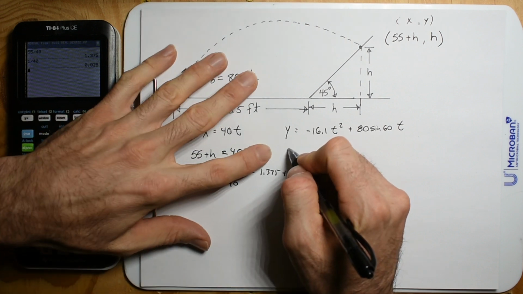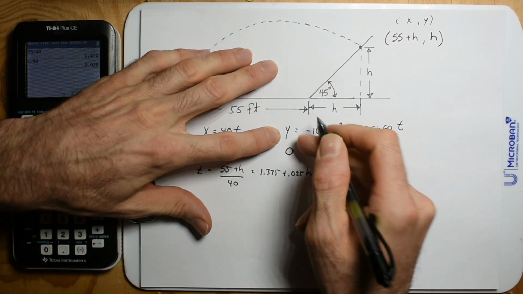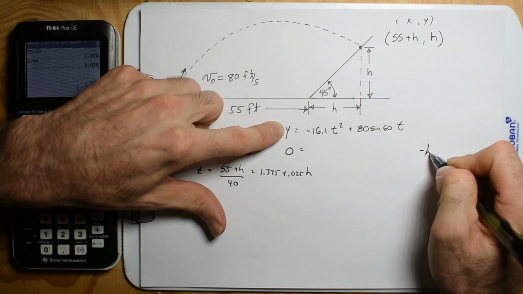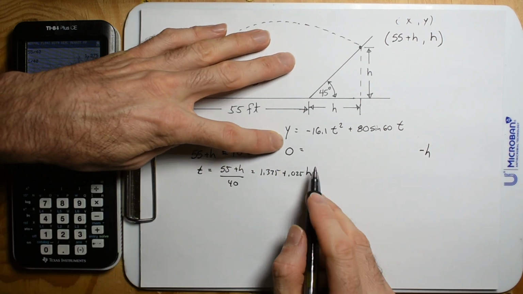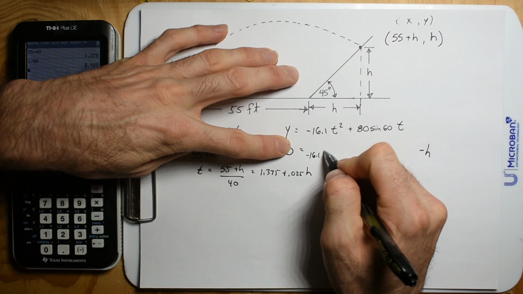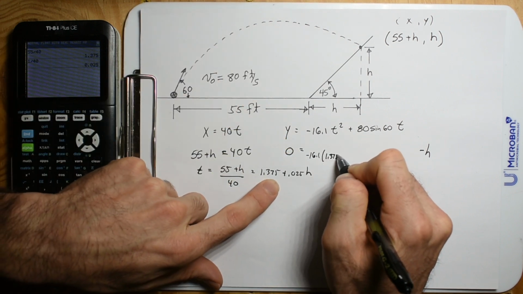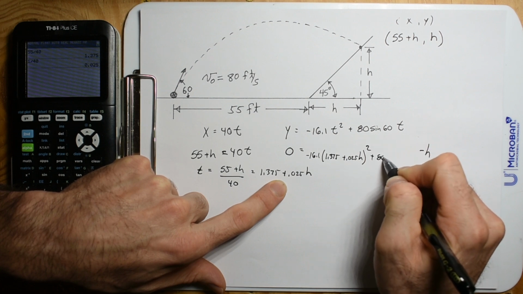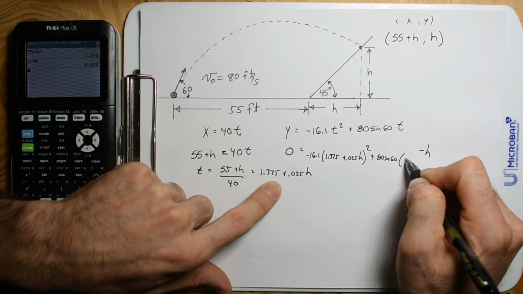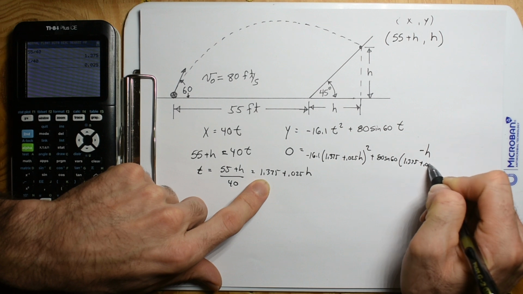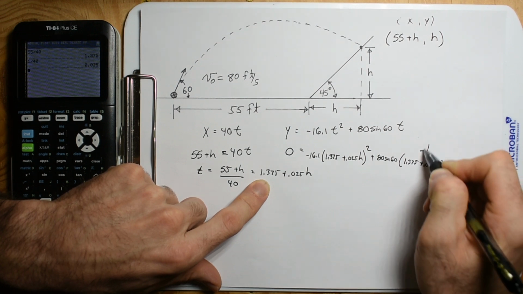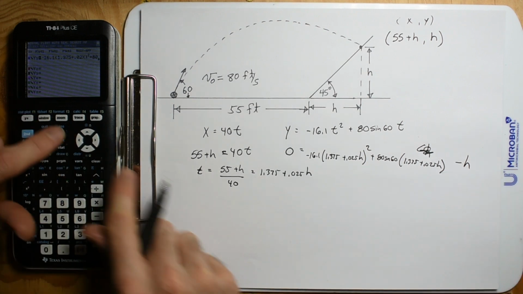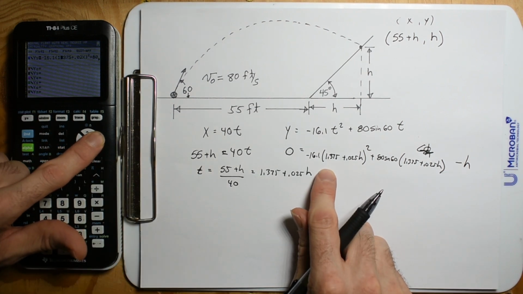Okay, so now I can do that same process, and we can say this is going to be 0 is equal to, and this is h, so negative h over here, and I'll go negative 16.1 times 1.375 plus 0.025h squared plus 80 sine 60 times 1.375 plus 0.025h, minus h. So that's what we have in our calculator. Close. We just need to change this.